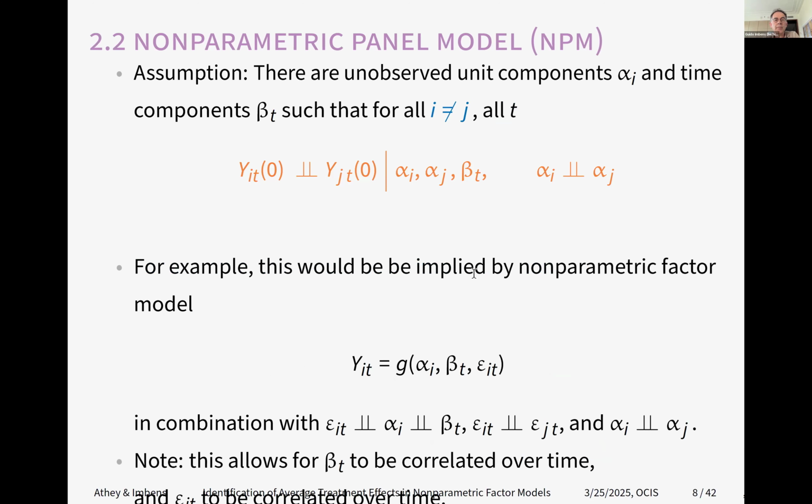Now, still staying with that assumption, one way of getting to it is to have this non-parametric factor model where we have the potential outcomes generated by some unspecified function g, evaluated at the unit component alpha_i, a time component beta_t, and an idiosyncratic component epsilon_it, where they may interact with each other in a very flexible way, as long as these epsilon_it are independent of both the alphas and the betas. The alphas are independent of the betas. The epsilons are independent across units. They're not necessarily across time. And the alphas are independent across units. But again, we would allow for the betas to be correlated over time.